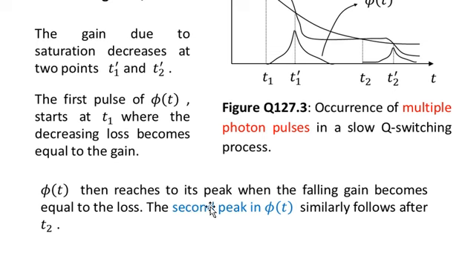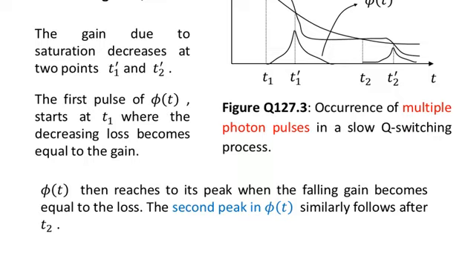Phi of t reaches its peak value at T1 prime and T2 prime, because initially from T1 it starts increasing, and similarly after T2 it starts increasing, and it peaks at T1 prime and T2 prime, and after that it starts decreasing. So phi of t reaches its peak value when the falling gain becomes equal to the loss. The second peak in phi of t similarly follows after T2.